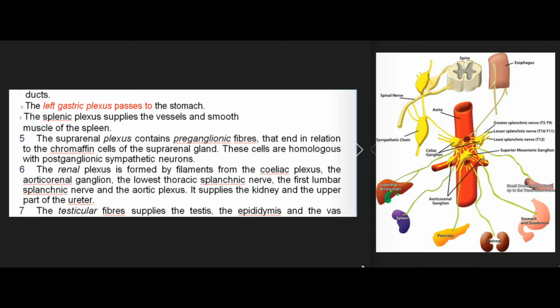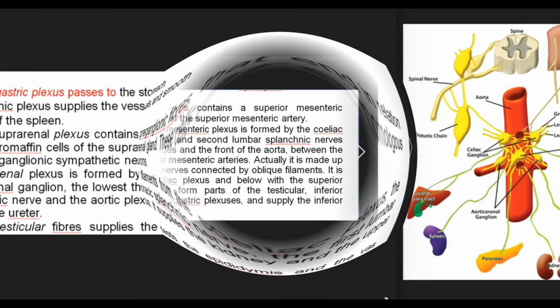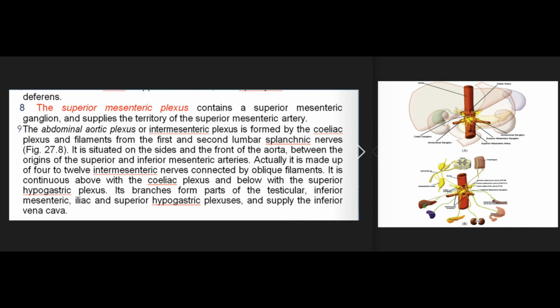5. The suprarenal plexus contains preganglionic fibers that end in relation to the chromaffin cells of the suprarenal gland. These cells are homologous with postganglionic sympathetic neurons. 6. The renal plexus is formed by filaments from the coeliac plexus, the aorticorenal ganglion, the lowest thoracic splanchnic nerve, the first lumbar splanchnic nerve and the aortic plexus. It supplies the kidney and the upper part of the ureter. 7. The testicular plexus supplies the testis, the epididymis, and the vas deferens.